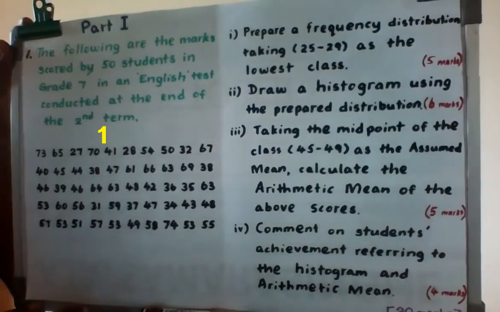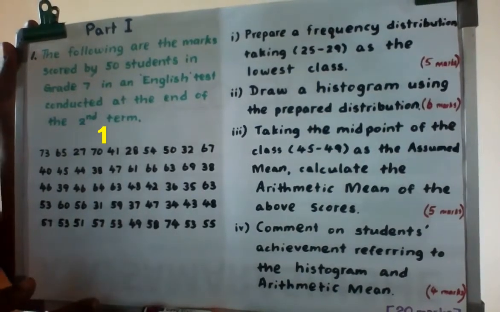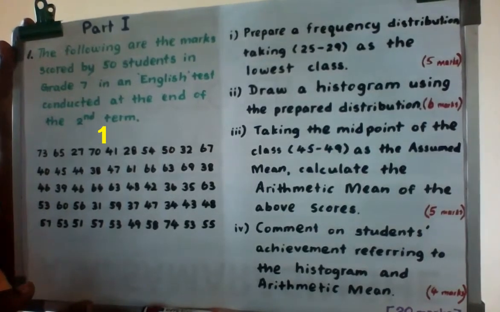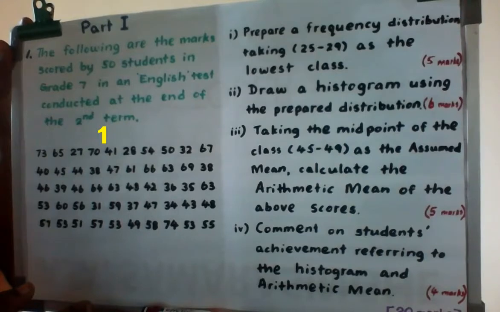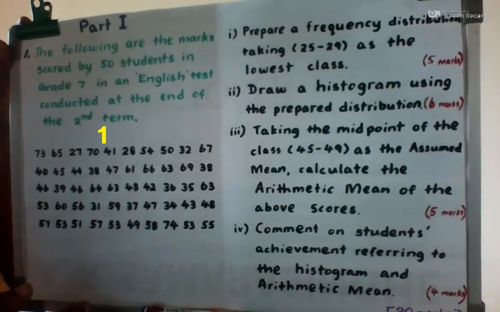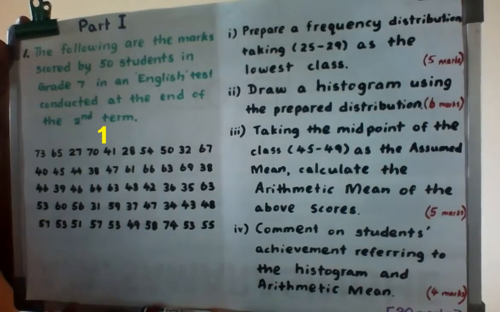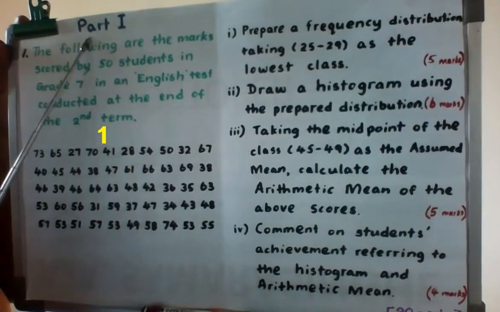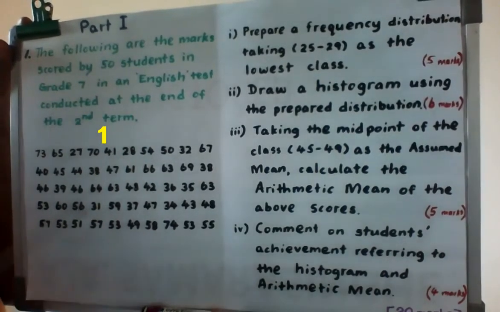In your measurement paper, there are two papers. In paper 1, you get MCQs, fill in the blank questions, and short answer questions, right? Altogether 30 questions. And in paper 2, there are 3 parts. In the first part, you will get this question, right?